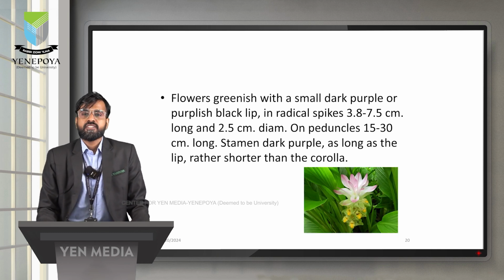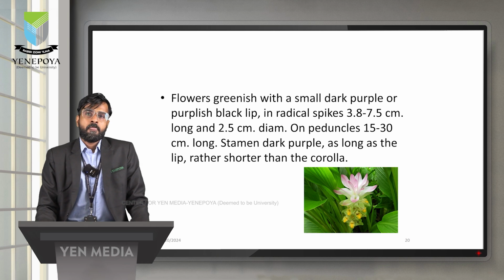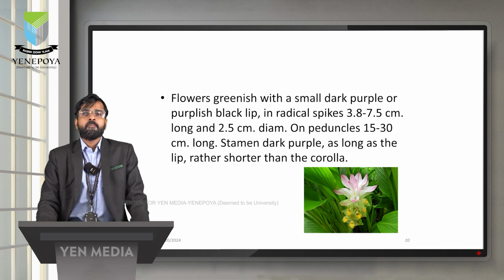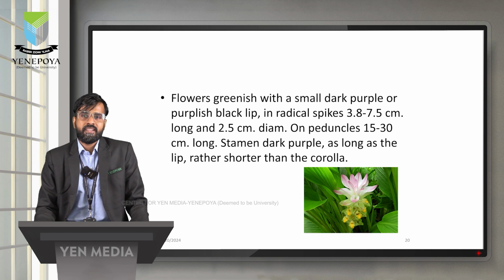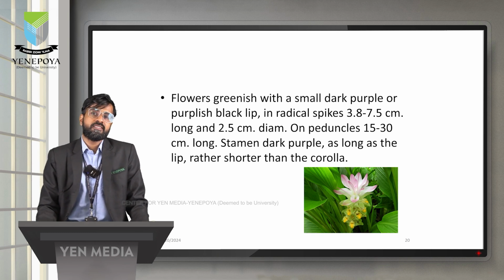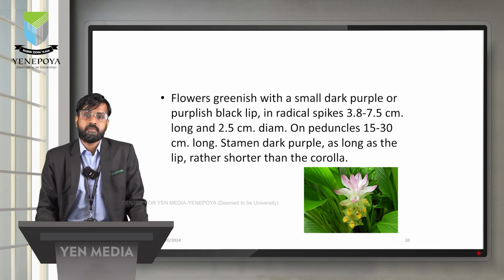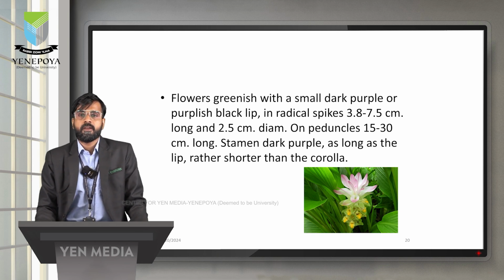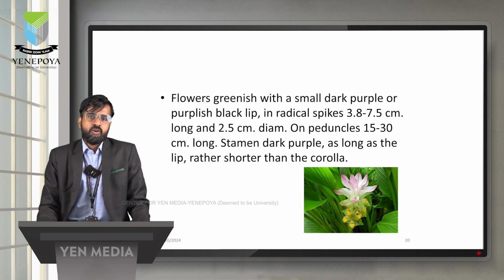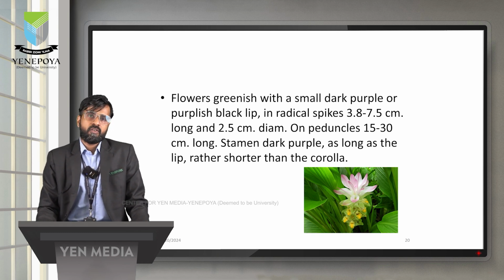Coming to the flower, a very attractive feature. It is greenish in nature, but if you see the entire flower inflorescence, there is a combination of purple, yellow and green colors. With a small dark purple or purplish black lip, radical spike. It is also a racemose type of inflorescence. The peduncle is around 15 to 30 centimeter long. Stamens are dark purple in color, sometimes purplish, as long as the lip, rather shorter than the corolla. That is about the flower.